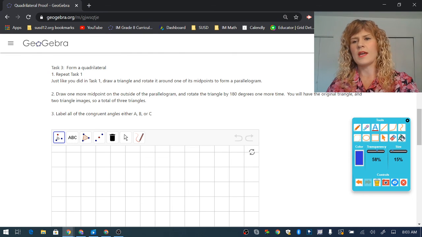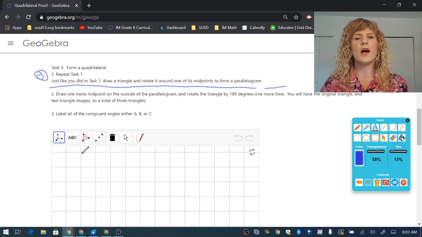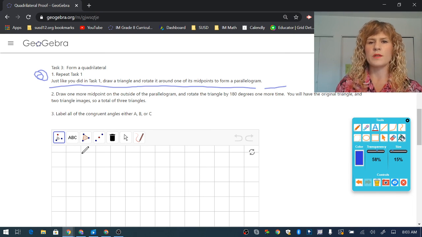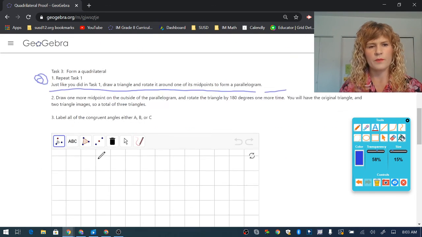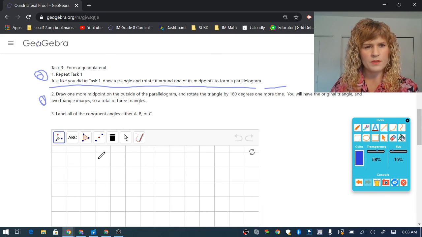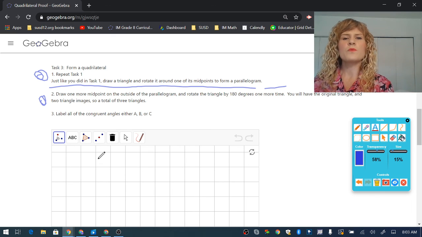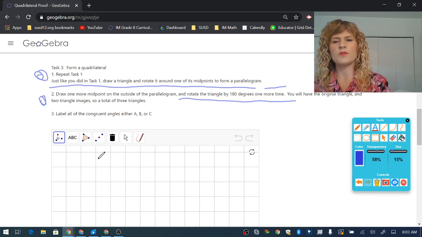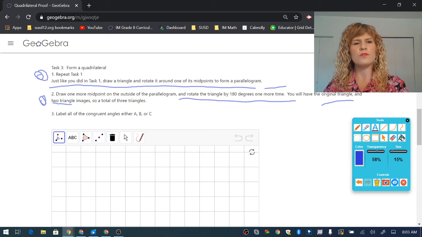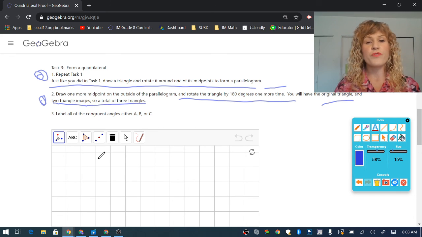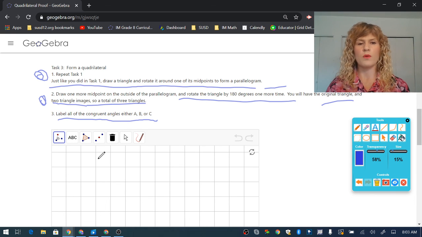Now, the directions say, repeat task 1, just like you did in task 1. Draw a triangle and rotate it around one of its midpoints to form a parallelogram. The change, step 2: draw one more midpoint on the outside of the parallelogram and rotate the triangle by 180 degrees one more time. You will have the original triangle and 2 triangle images, a total of 3 triangles. Label all of the congruent angles either A, B, or C.